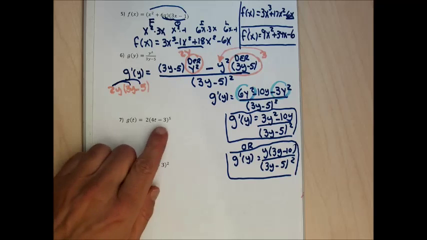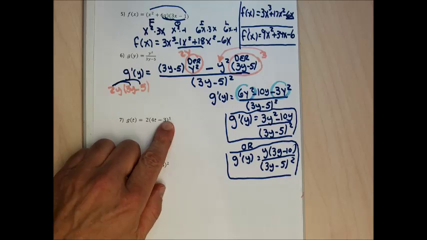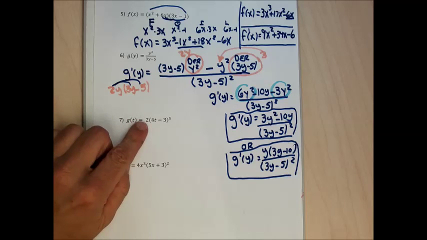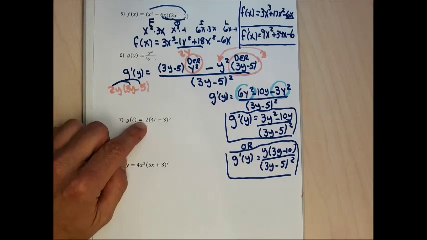Problem 7, I see a parentheses with an exponent, so I know at some point I'm going to have to use the chain rule. There's a number in front of the parentheses with the exponent, but that number doesn't have a letter, so I won't have to do the product rule in addition to the chain rule.